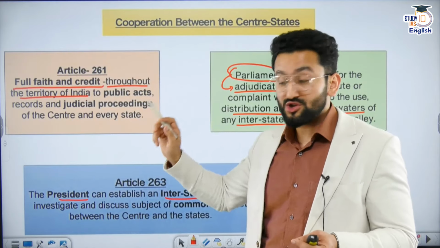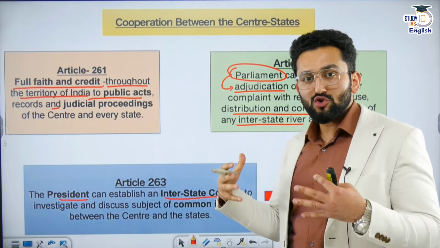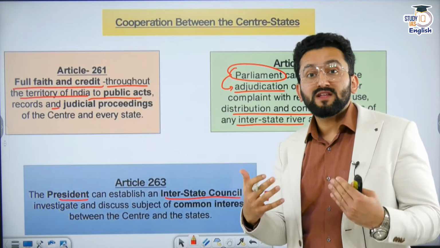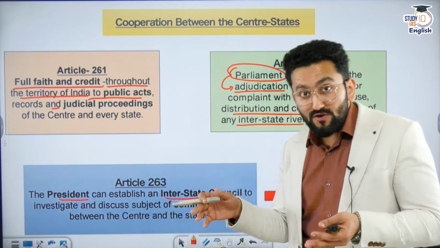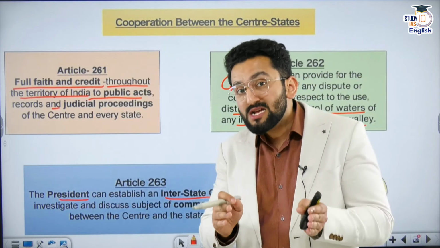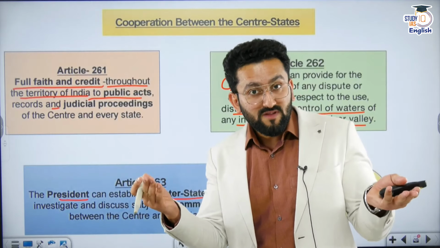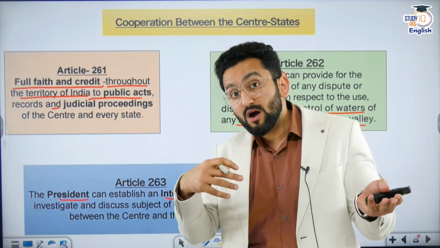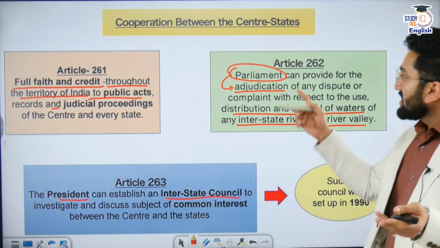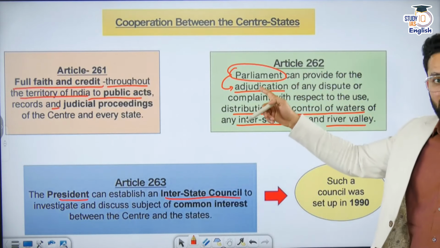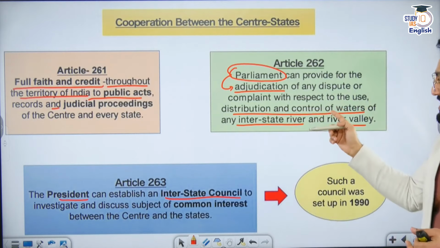So this is clearly mentioned in our constitution. It means public acts and judicial proceedings of center and every state should be received with full faith and credit. If they are not received in this manner, then it will be considered an unconstitutional act by that particular department, and actions can be taken against the department, right? Because it is unconstitutional. When I say unconstitutional, it means you are standing opposite to what is mentioned in our constitution.